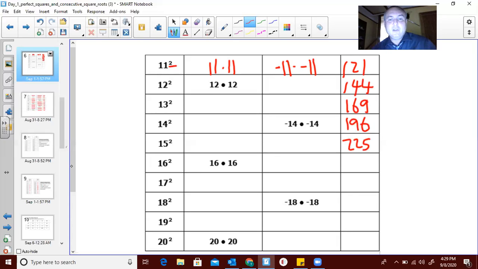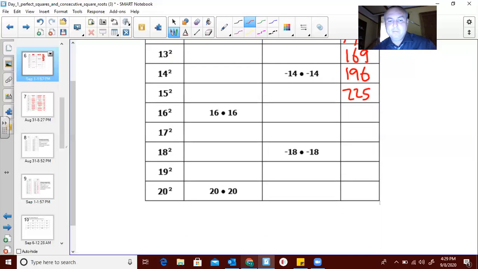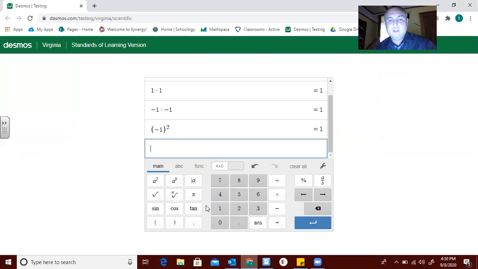Now, just so I can show you a little bit more on Desmos, let's try 16 squared, right? So bam, pull up Desmos. Let's do 16 squared, 256. Let's just prove it though. 16 times 16 is 256. -16 times -16, again, 256. And just for fun, for practice with using parentheses, because that's important, when you square a -16, you get 256. And you can see that they're all the same.